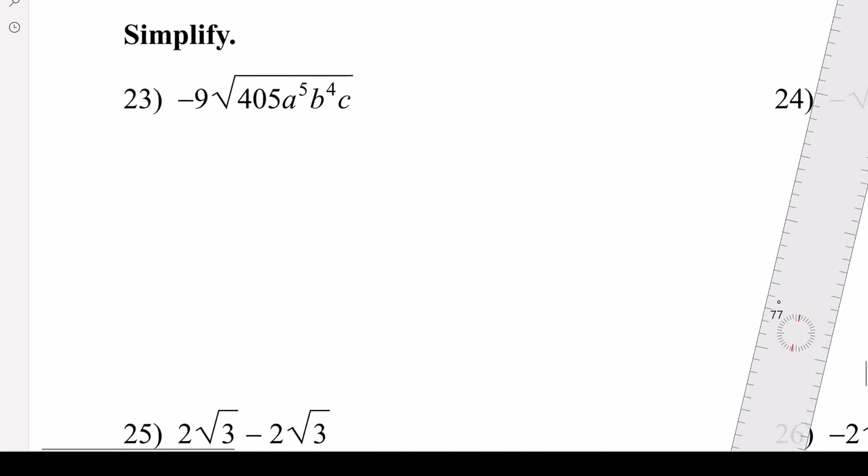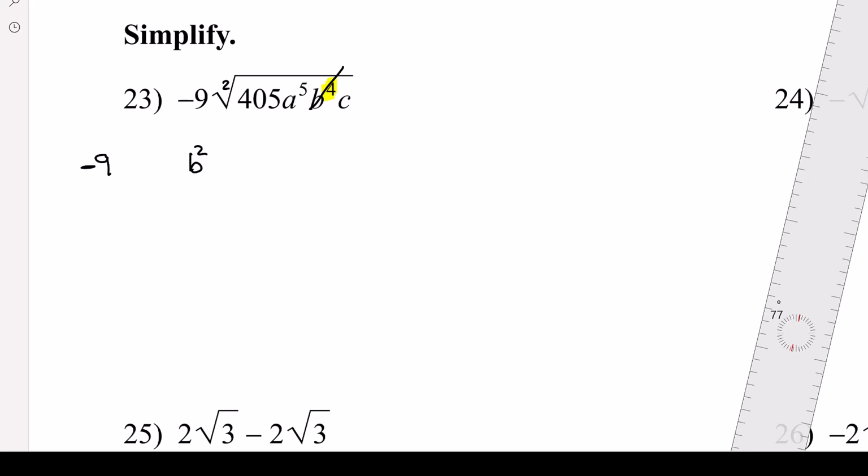Simplify. This is an index of 2. That's a square root. So we want all of those things to be perfect squares. Well, b to the 4th is a perfect square because the square root of 4 is 2. So right there, we can pull out a b squared. So I'm going to put a negative 9 over here. I'm going to put the a to the 5th.